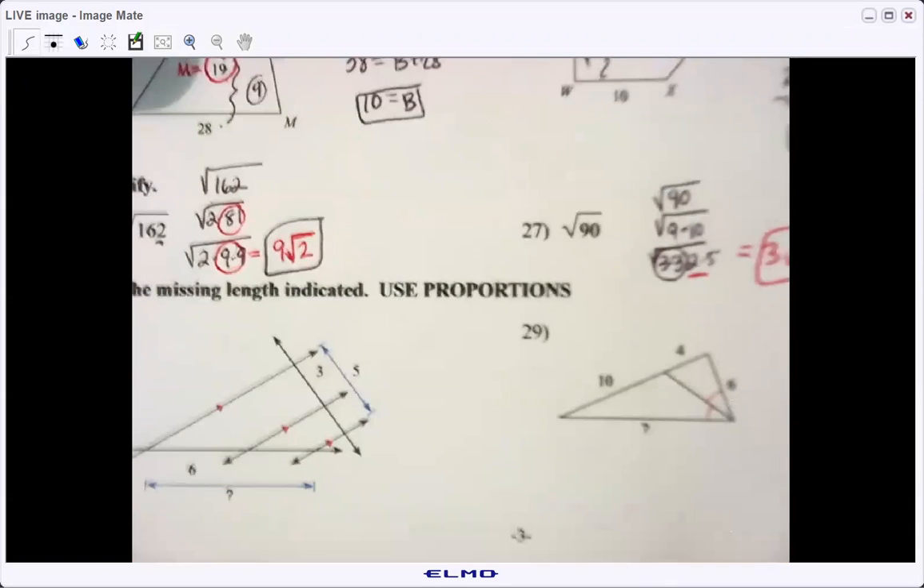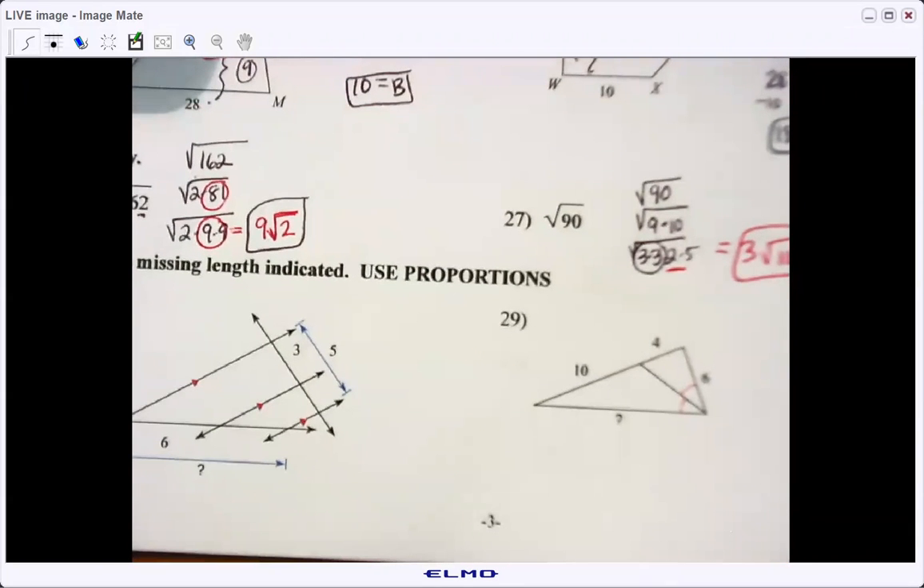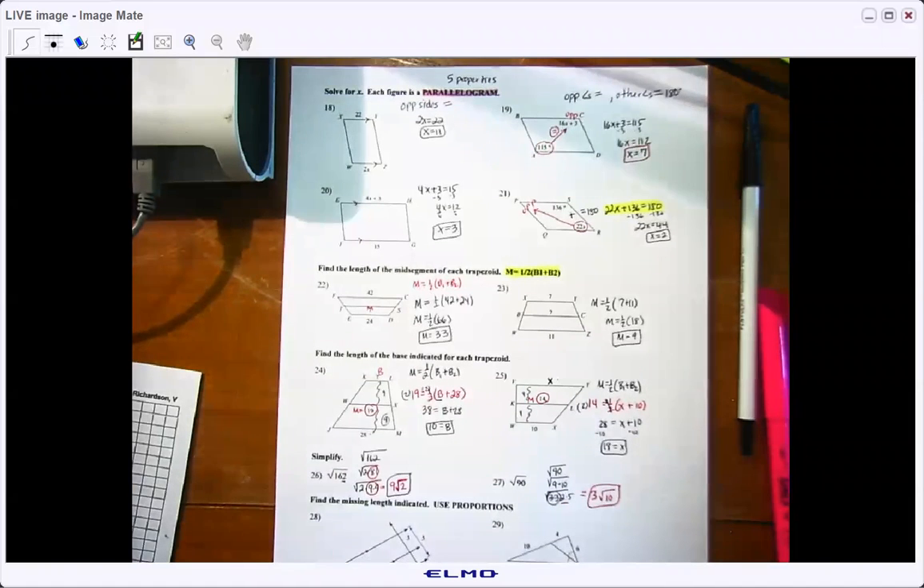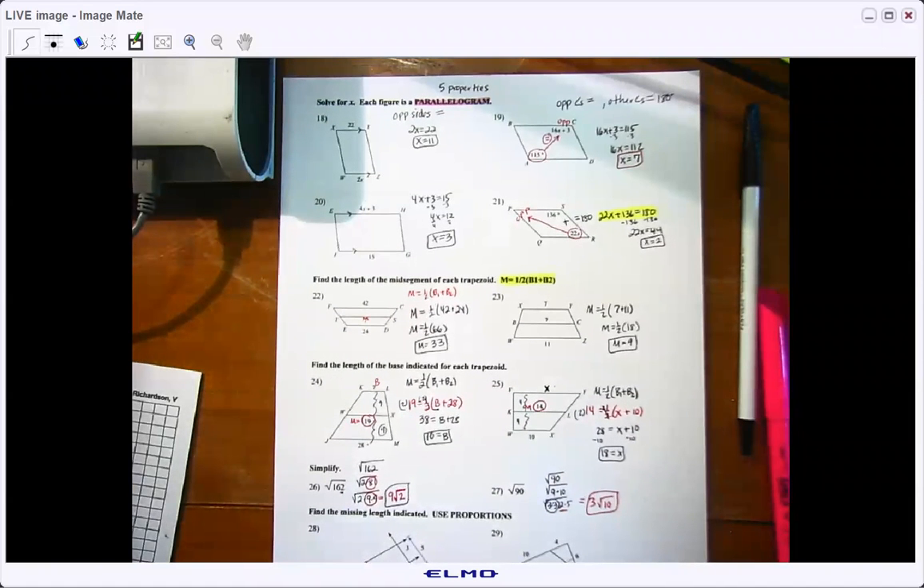After you're done, can you scroll all the way out so I can take a picture of the page? Yep. You bet. Okay, so, yep, because we didn't do 28 and 29, so there you go. Okay, thank you. You're welcome.